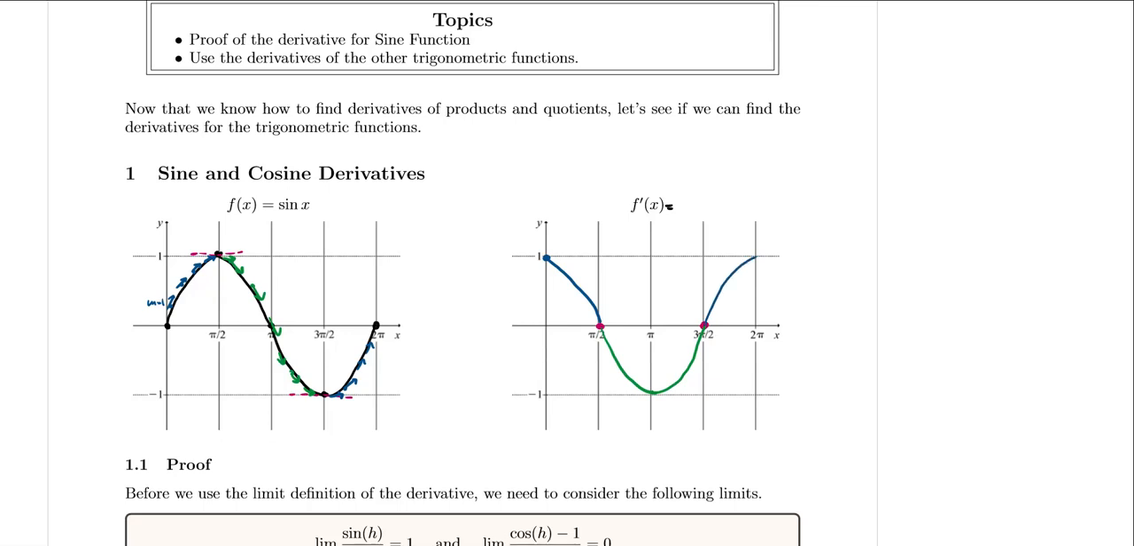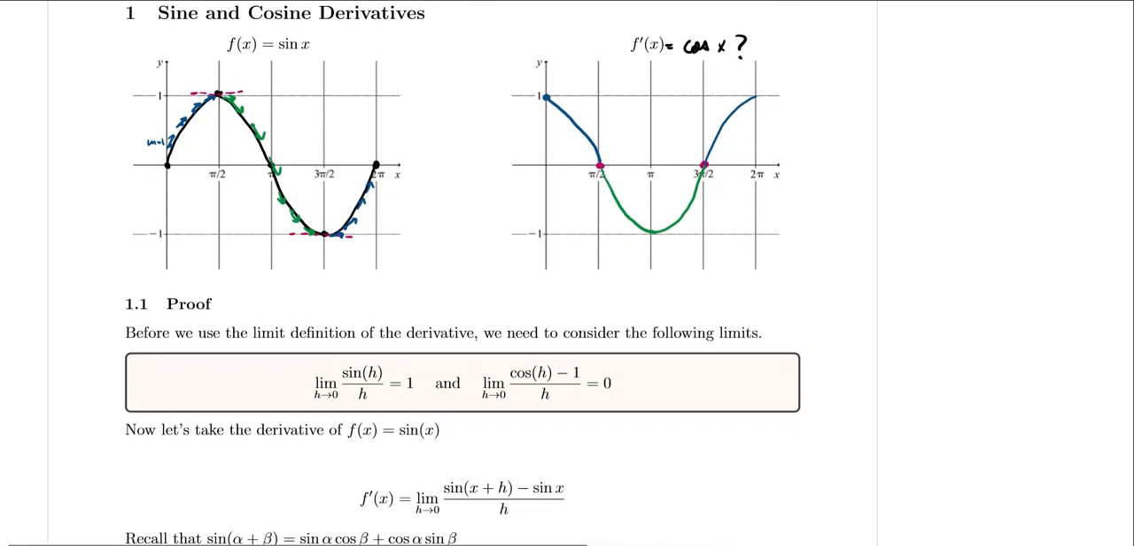Now, taking a look at this sketch for the derivative, hopefully it looks a little bit familiar. This looks a lot like the cosine function. Now, is that true though? Well, let's actually go ahead and prove what the actual derivative of the sine is. Maybe it is a cosine function.